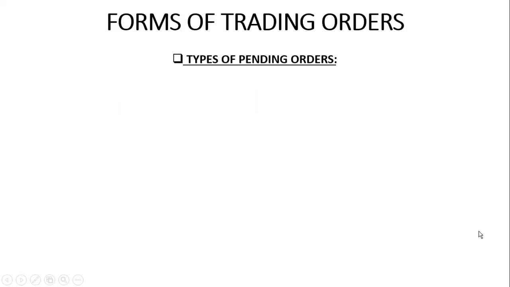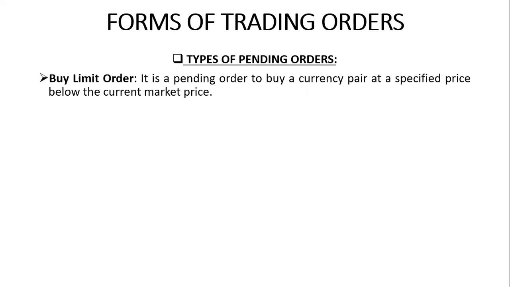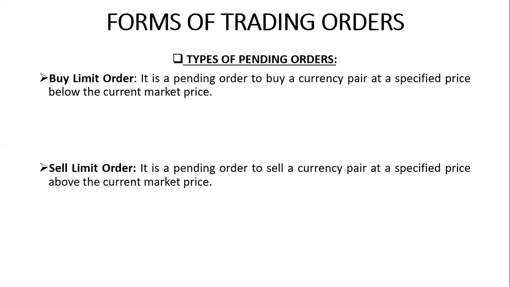Now let's look at types of pending orders. The first one we'll be looking at is the buy limit order. It is a pending order to buy a currency pair at a specified price below the current market price. So you place an order that is pending to buy a currency pair at a specified price below the current market price.